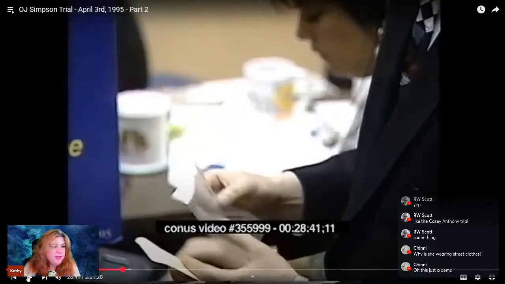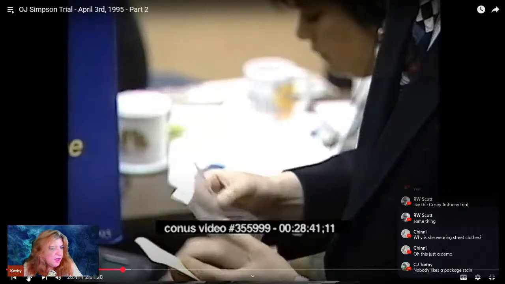Oh, so that's how Furman did it. He put the sock in there. I mean, he put the glove in there, guys. That's where he put the glove because it's a tiny glove.